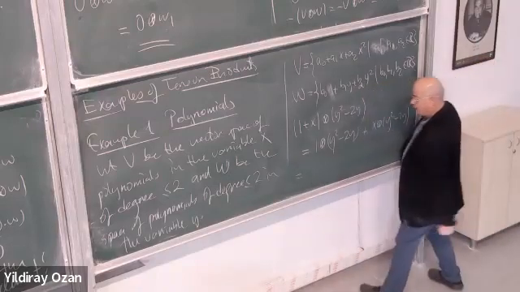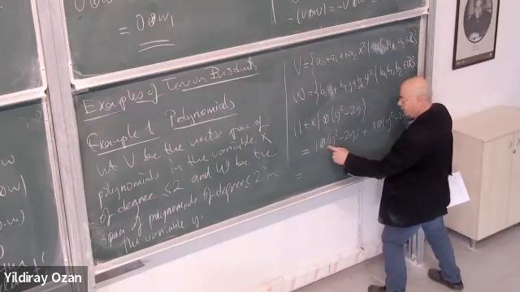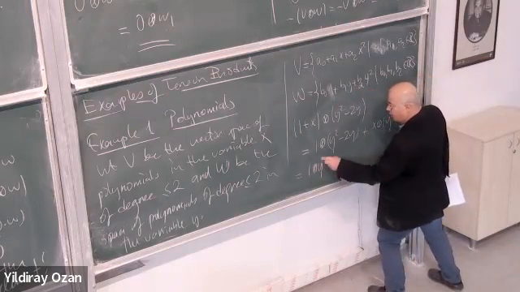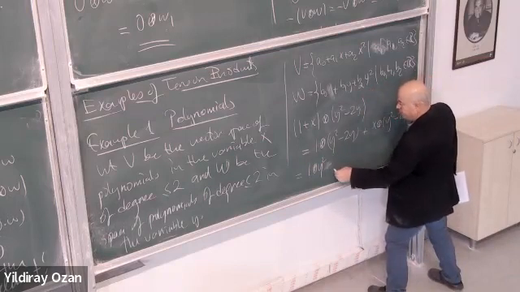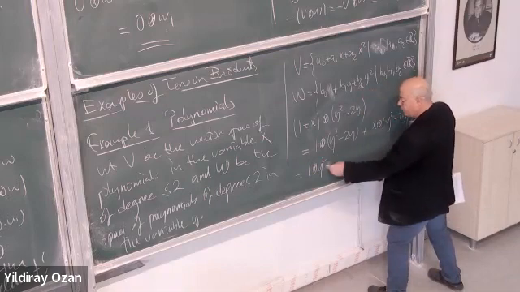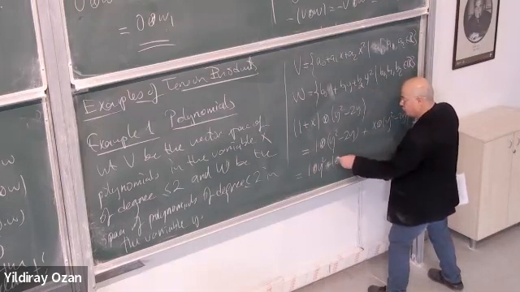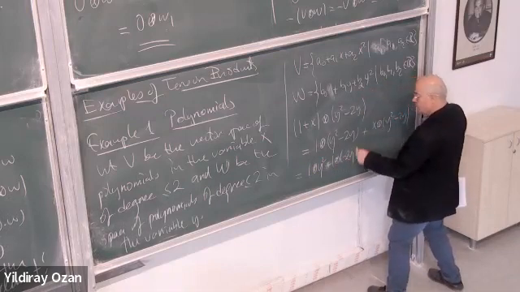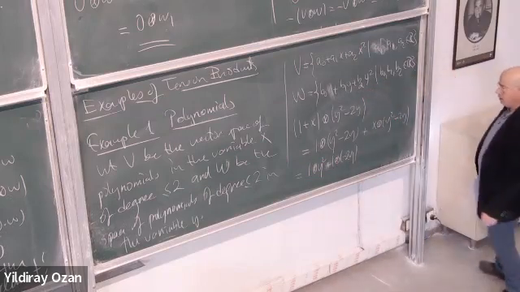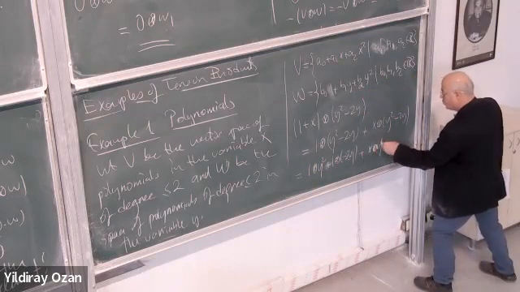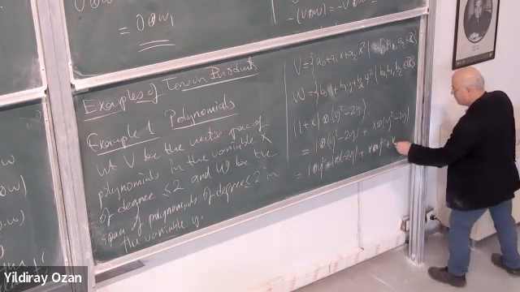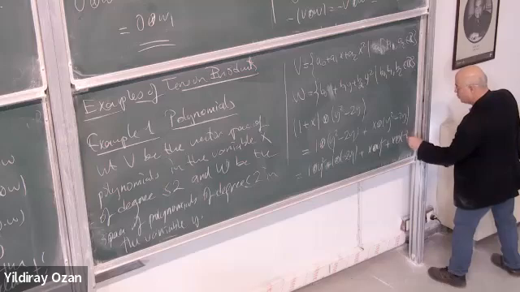Okay. And then this is 1 tensor y squared minus, actually it is plus 1 tensor this, right? And then x tensor y squared and then x tensor minus 2y.